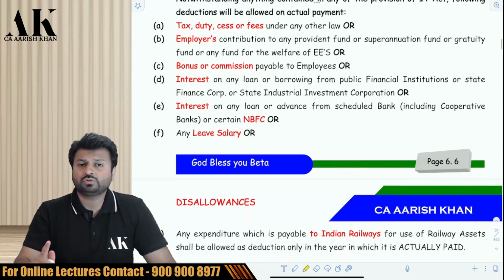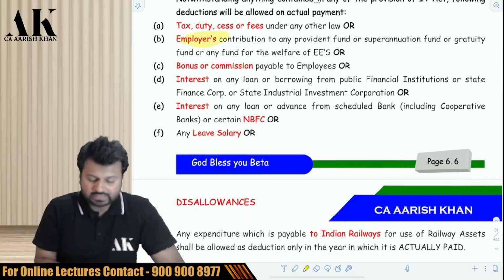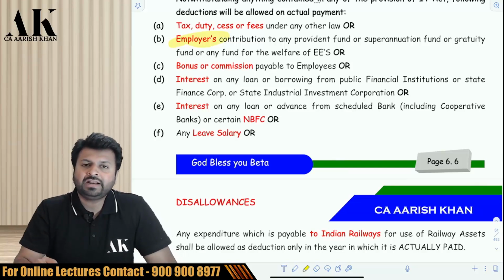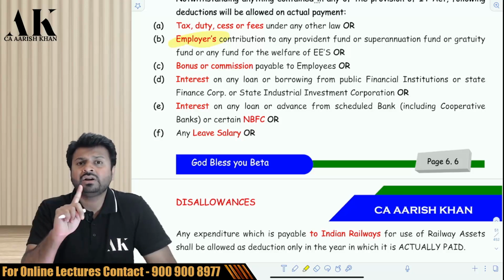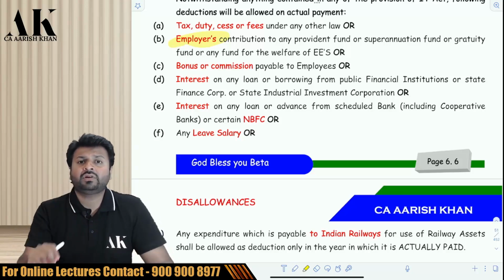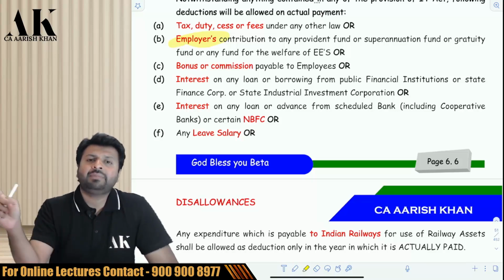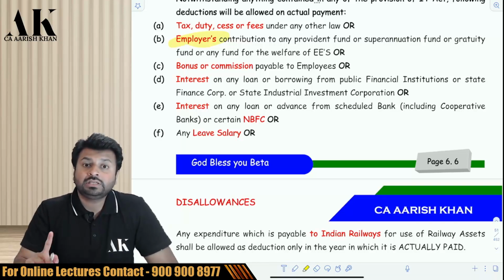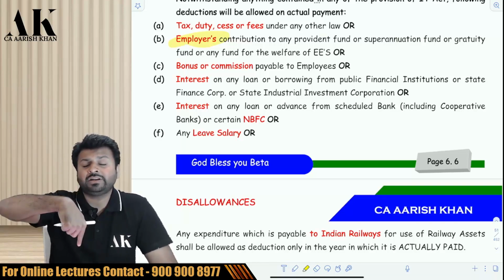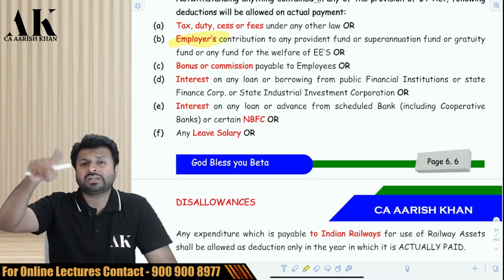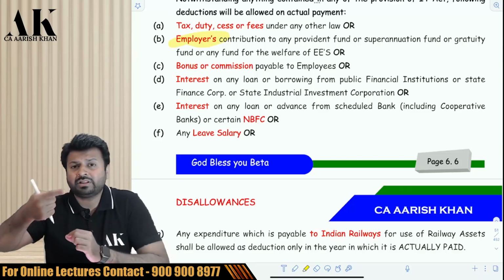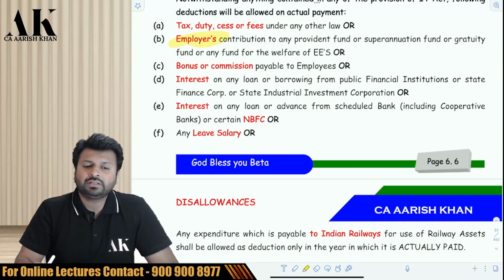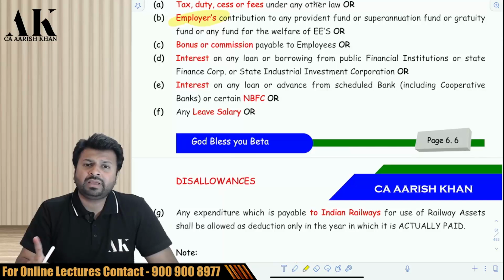The second one is a very important issue: employer's contribution, not employees'. I have already clarified this to you. Even Finance Act 2021 has clarified that employees' contribution is allowed as a deduction only if it is paid by the 15th of the following month. But employer's contribution is allowed as a deduction even if it is paid till the due date of filing of return. As per 43B, that covers only employer's contribution. It doesn't cover employee's contribution. Employee's contribution will be allowed if it is paid before the fund's due date, that is the 15th of the following month. Third, bonus or commission to employees will be allowed on actual payment.